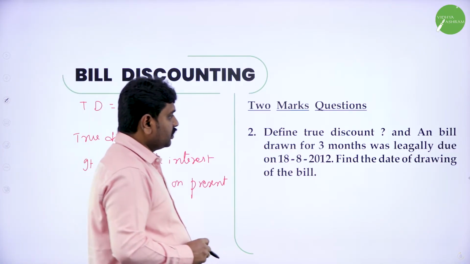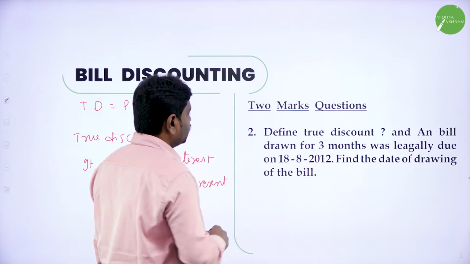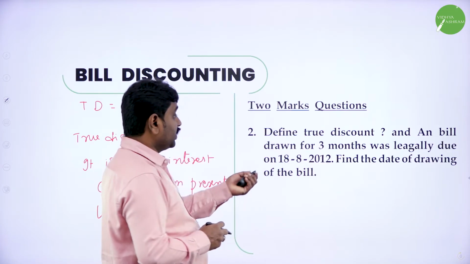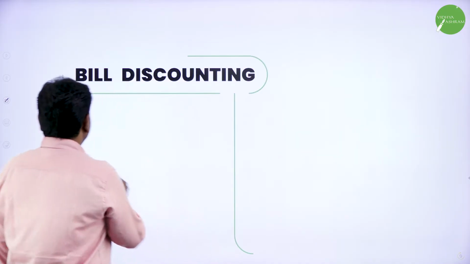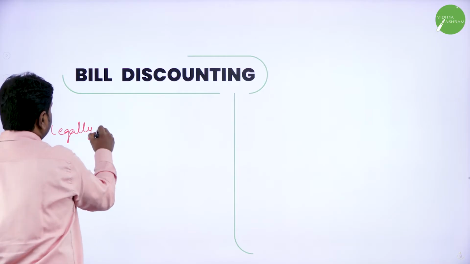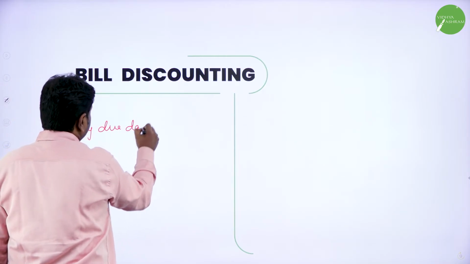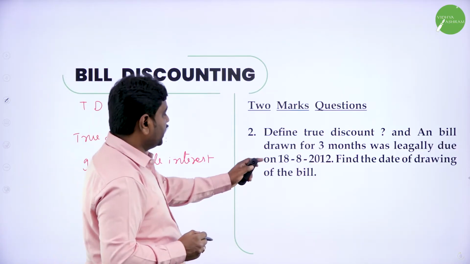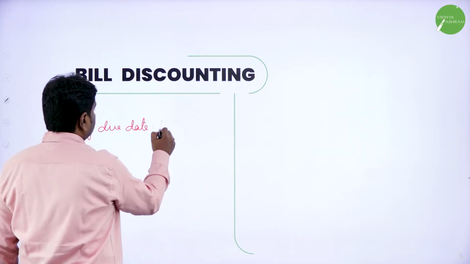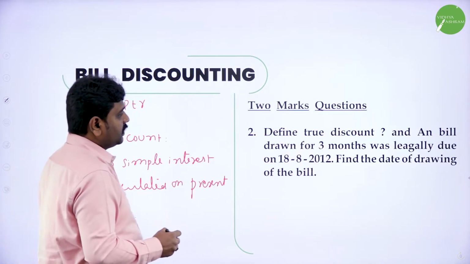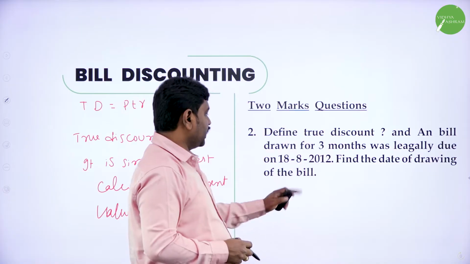So now true discount. A bill drawn on 3 months was legally due. Find the date of drawing. So they gave the legally due date. What is the legally due date given, children? 18/8/2012. This is given. Then find the drawing date.